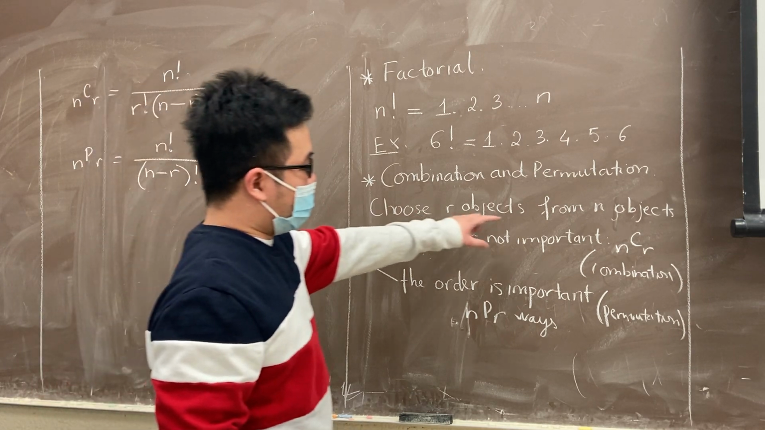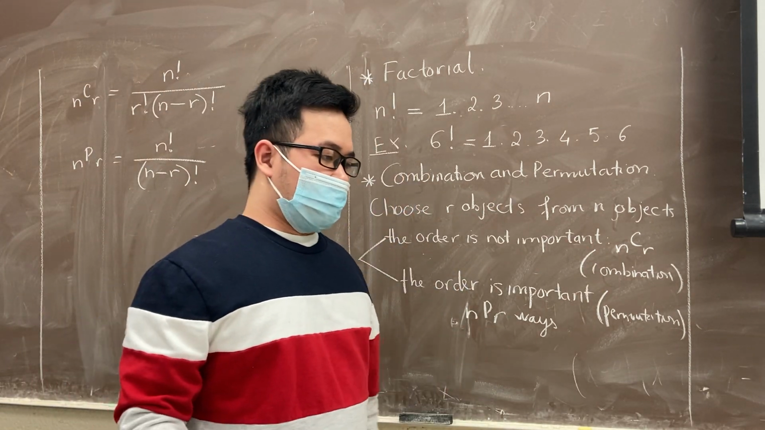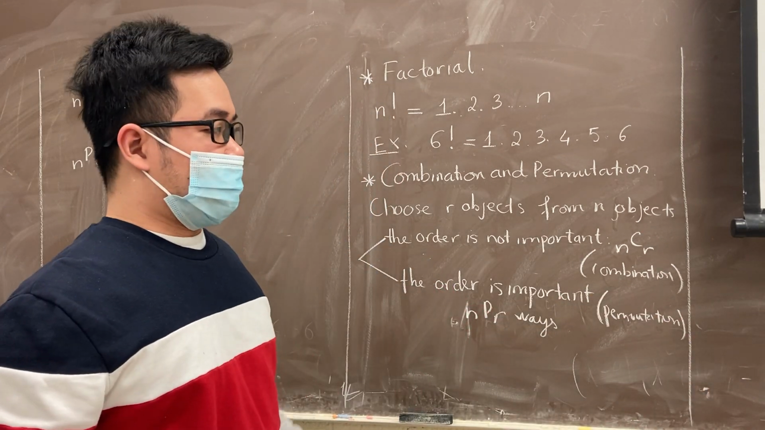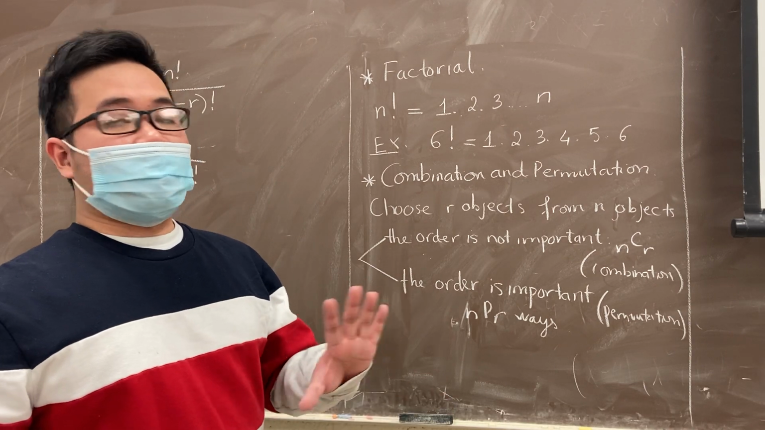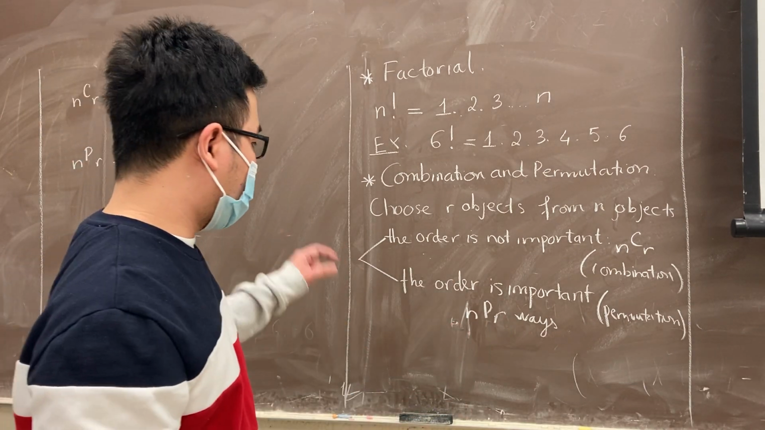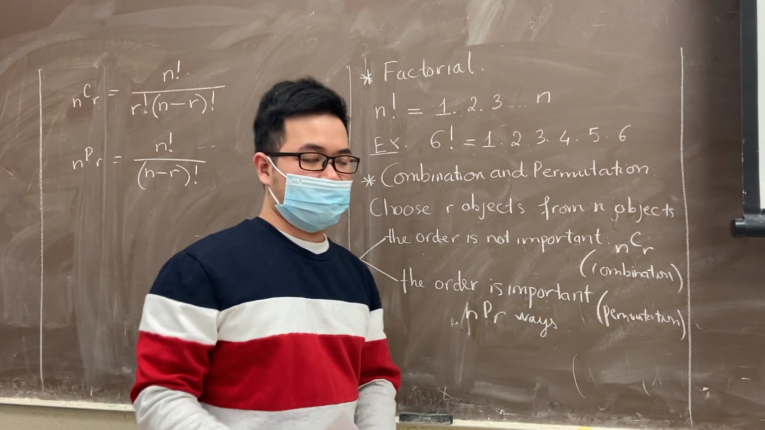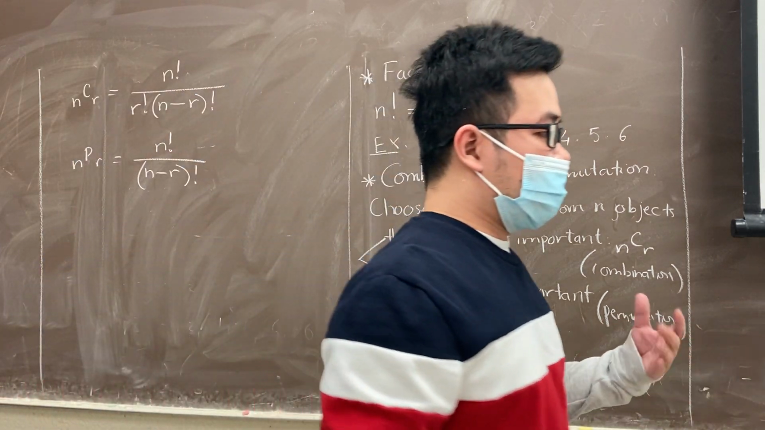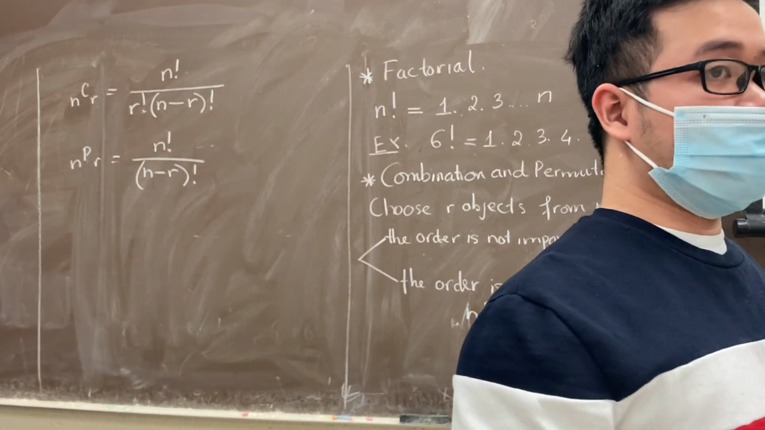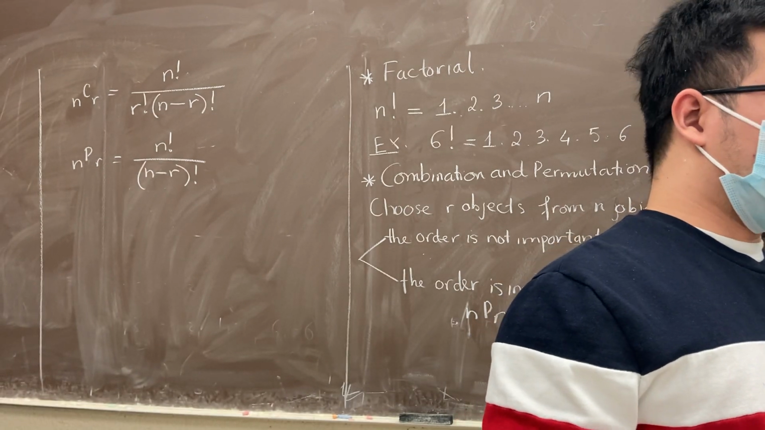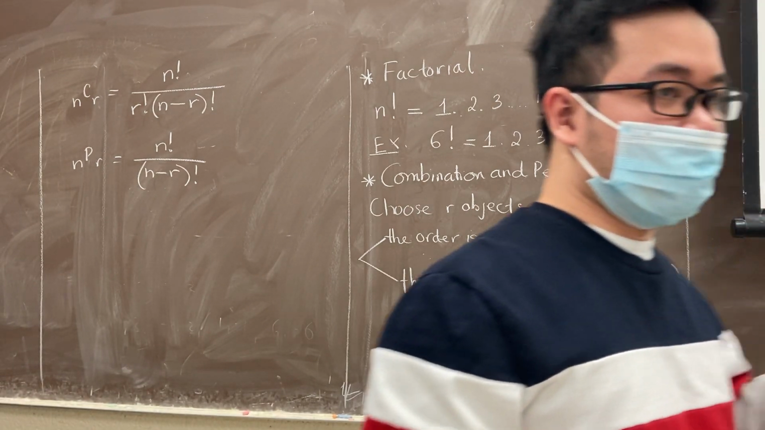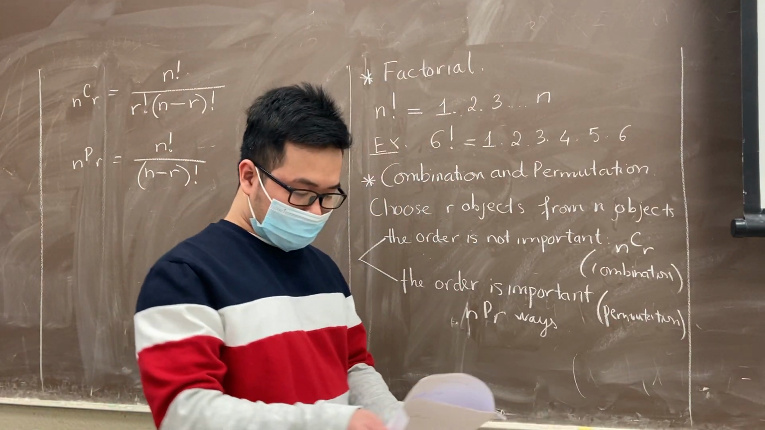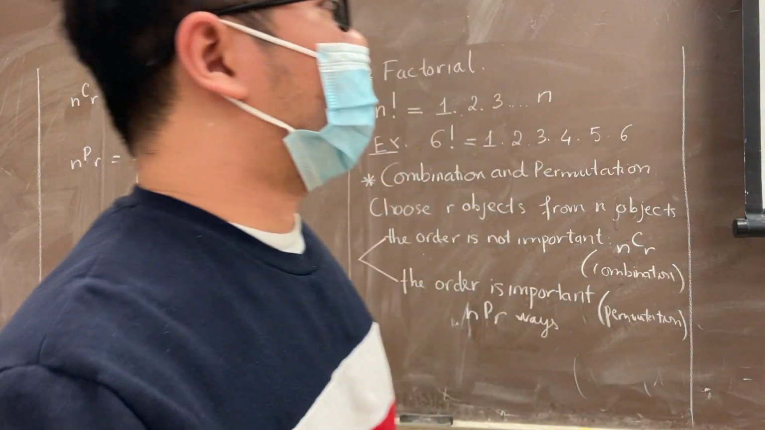When we choose r objects from n objects, for example, choose 3 marbles from 10 marbles in a box, the order is not important, right? So we will use combination. It depends on the case. You will look at the question and see whether the order is important or not, and after that decide whether to use combination or permutation. Okay, so now I will give you some examples.